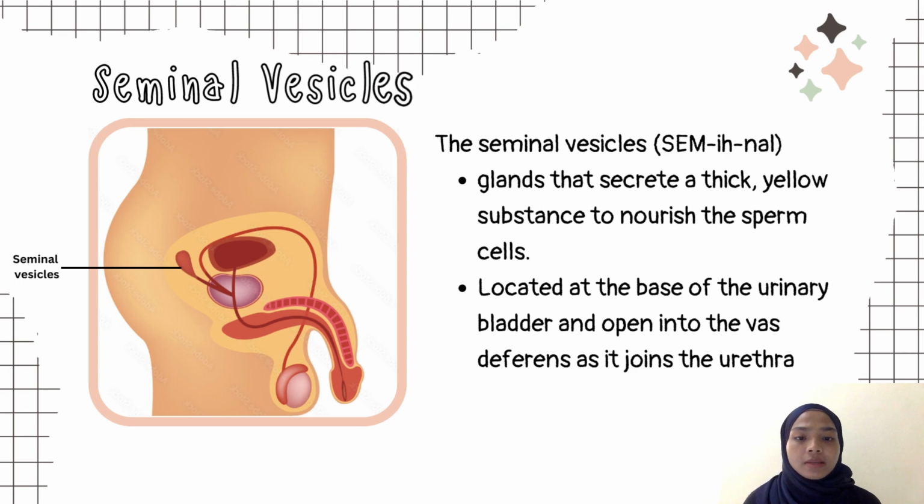Okay, so the next one is the seminal vesicles. It is a gland that secretes a thick yellow substance to nourish the sperm cells, and it is located at the base of the urinary bladder and opens into the vas deferens as it joins the urethra. The seminal vesicle is a part of anatomy that is typical for males, and these two seminal vesicles will produce the fluids that will turn into semen. The seminal vesicle can also be called seminal glands or vesicular glands.